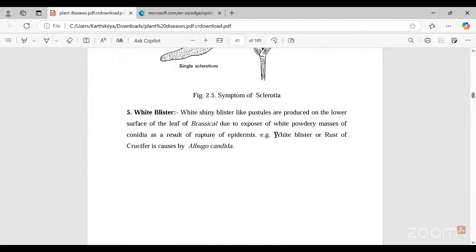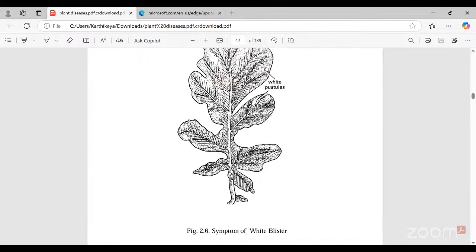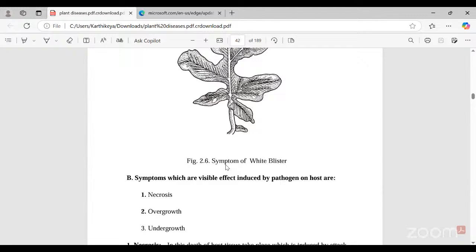Next one, white blister. White shiny blister-like pustules are produced on the lower surface of the leaf of brassicas due to the exposure of white powdery masses of conidia, as a result of rupture of the epidermis. For example, white blister or white rust of crucifers is caused by Albugo candida. See, these are the white pustulated symptoms, white blister.